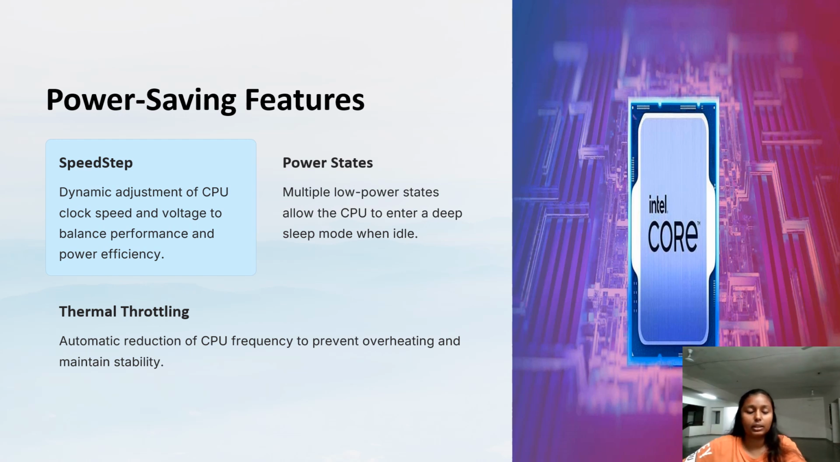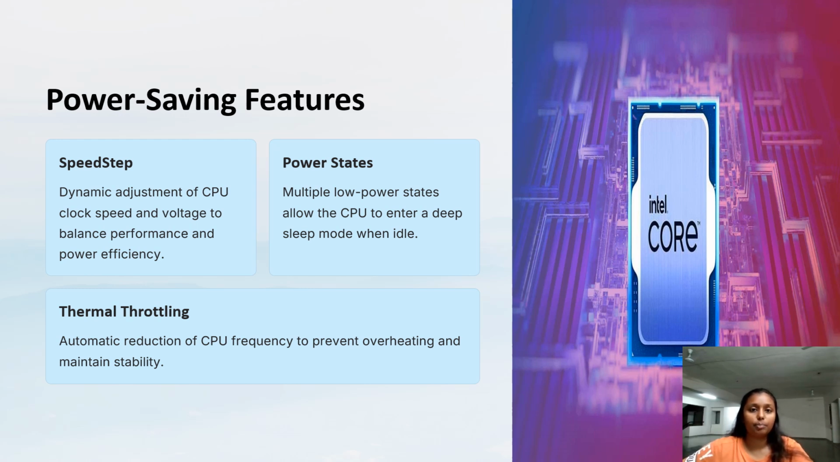Power saving features. The first one is SpeedStep. It dynamically adjusts the CPU clock speed and voltage to balance performance and power efficiency. Next is power states. It provides multiple low power states, allowing the CPU to enter a deep sleep mode when idle. Thermal throttling is the automatic reduction of CPU frequency to prevent overheating and maintain stability. i5 processors are designed with several power saving features that help improve energy efficiency, extend battery life in laptops, and reduce overall consumption in desktop systems.